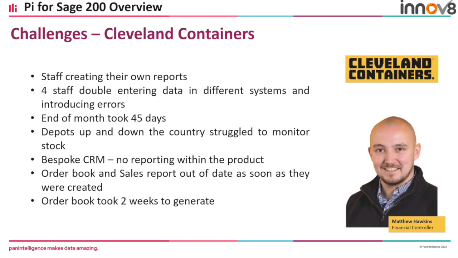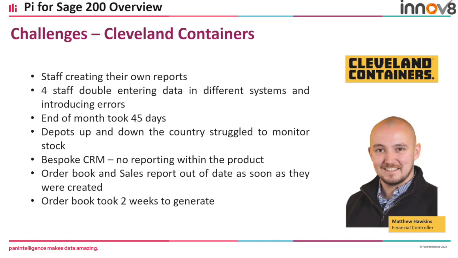Similarly with Cleveland Containers, they're a different style of business. They are a business that hires out and sells containers, which over the past couple of years has been a booming business. More people need to move stock around and hold stock, and people run out of space. They had staff again creating their own reports. They had staff double entering into different systems, the Sage and the CRM system, because they were using CRM for hire management and raising certain documents, and then that was being fed through into Sage 200, and sometimes it wasn't, so they were having to enter the data manually into Sage 200 to reflect the bespoke CRM system.